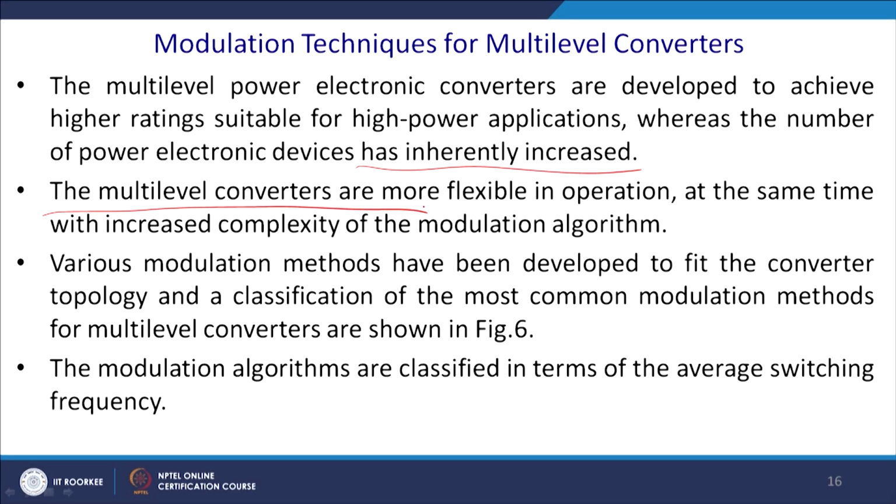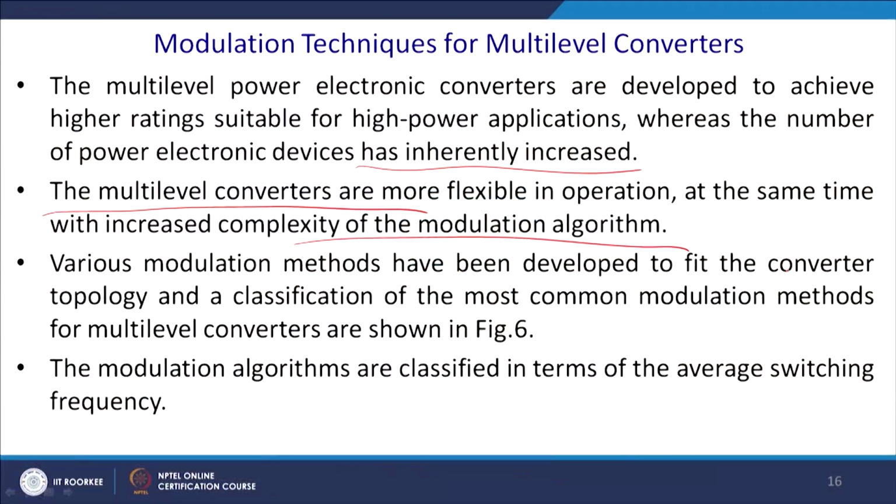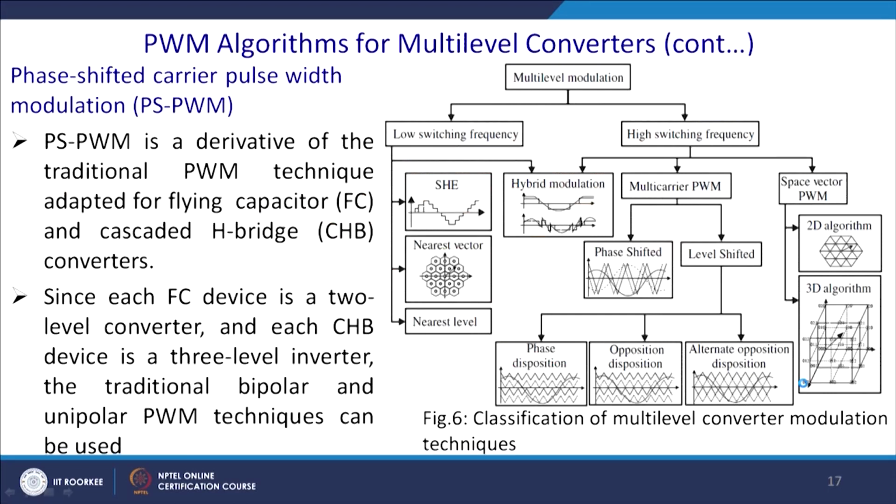The multi-level converters are more flexible in operation because you can have redundancy in the switching states. At the same time, with increased complexity, the modulation algorithm is required to be more complex. Various modulation methods were developed to fit the converter topology, and a classification of the most common modulation methods of multi-level converters is shown in figure 6.